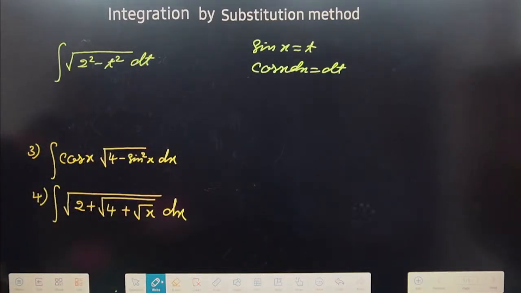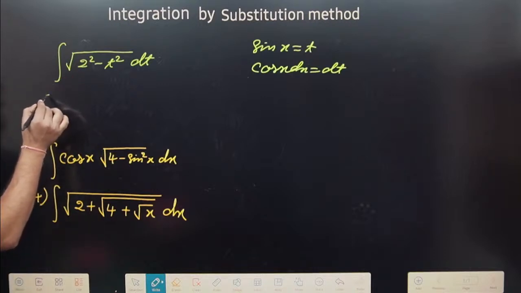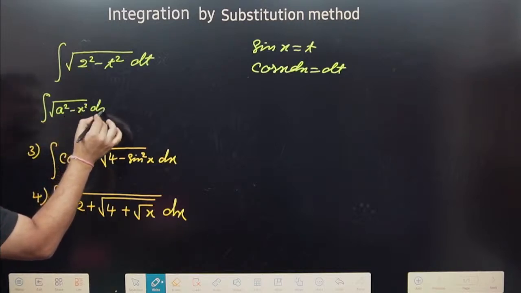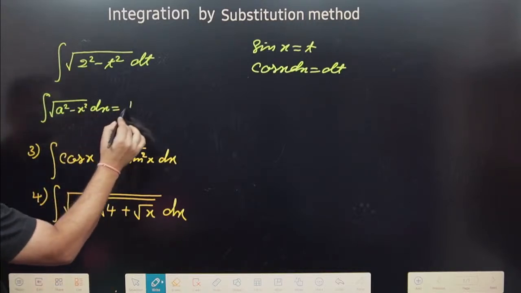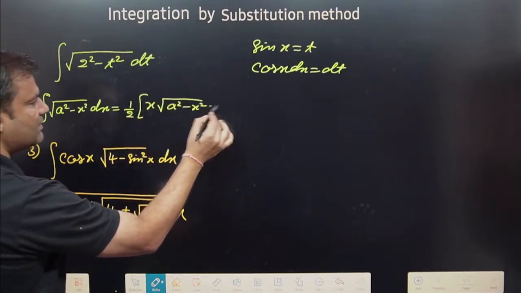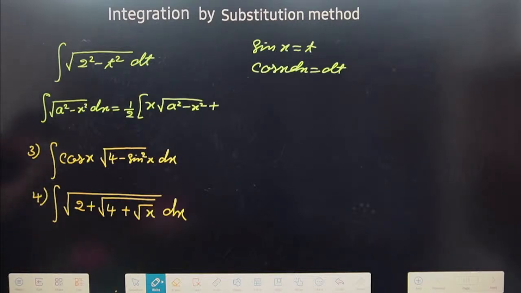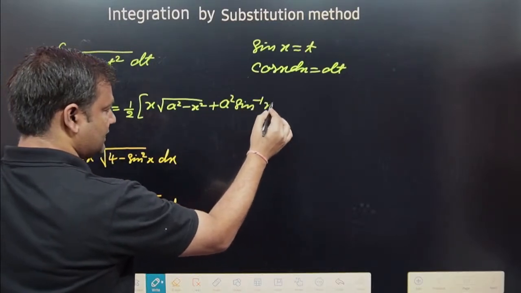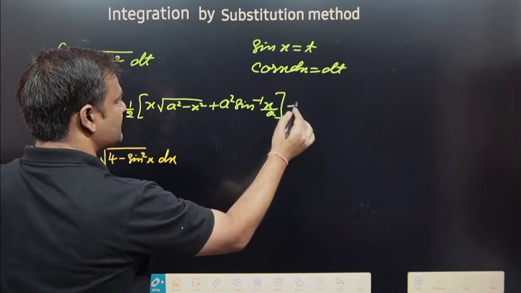Okay. How can we do this type of problem? Simply using the direct formula: integration of under root a square minus x square dx is 1 by 2 into x into under root a square minus x square plus a square into sin inverse x by a plus c.